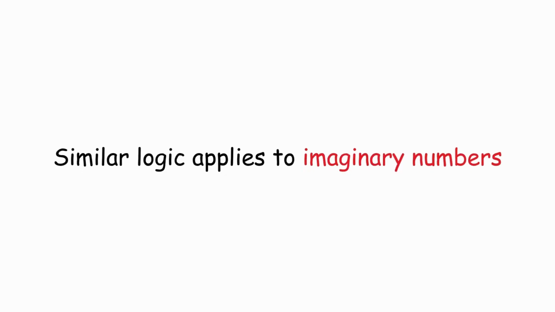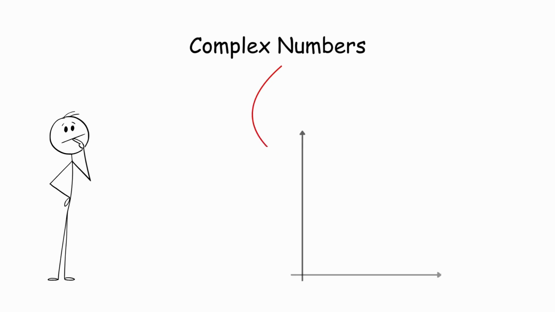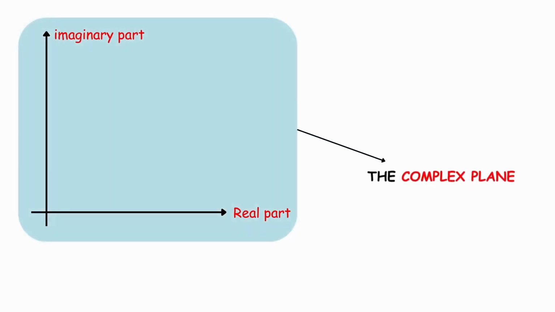Similar logic applies to imaginary numbers. We can visualize complex numbers in a two-dimensional plane, where the horizontal axis represents the real part and the vertical axis represents the imaginary part. This is called the complex plane.